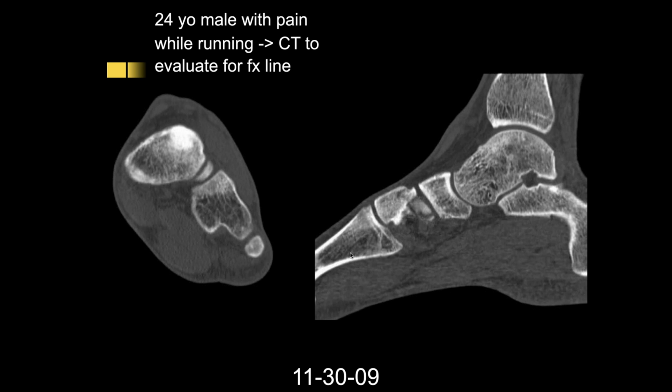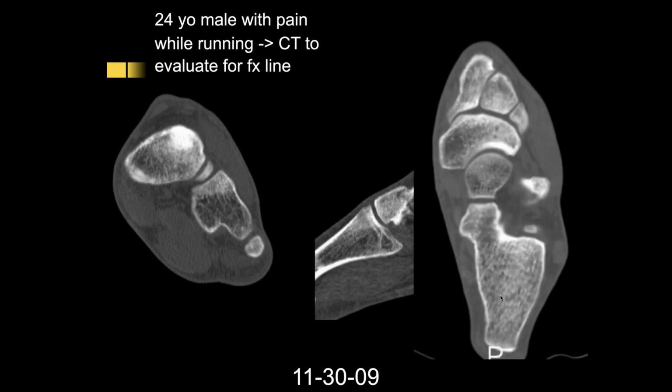Okay, so Ashu, what do you think of this case? 24-year-old male with pain while running. CT to evaluate for fracture line. I think that we're just getting the cut here, but I don't see a definitive fracture. Not there, but you're right. Here are the axial images through that area. So I think you're looking at the navicular bone here, but I don't see a fracture.